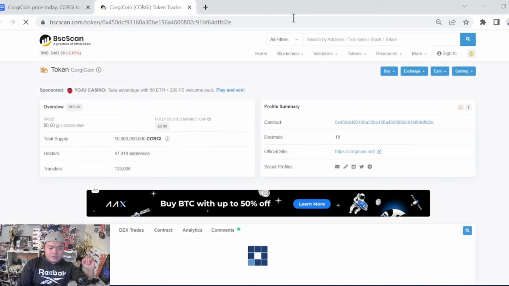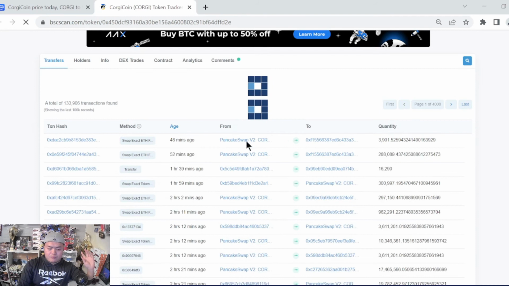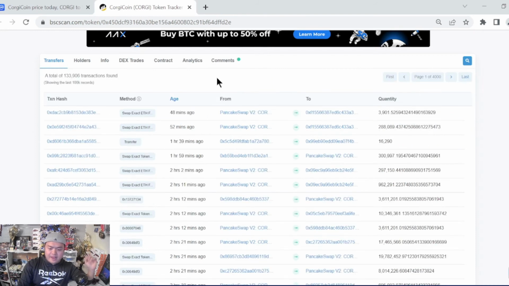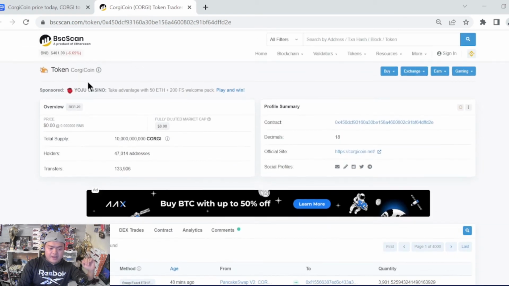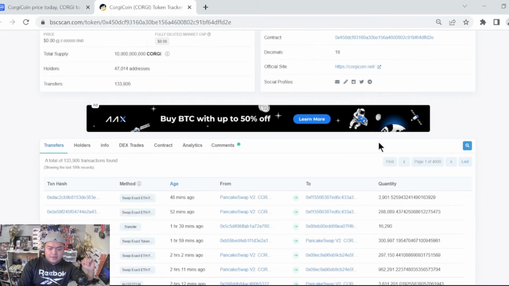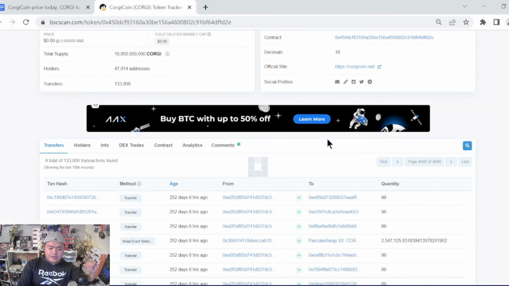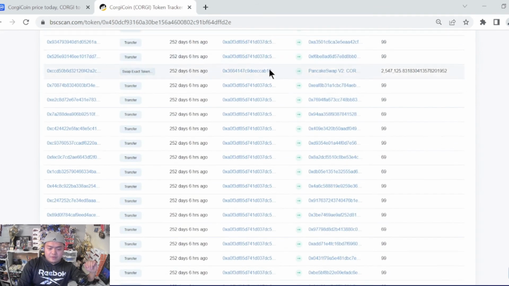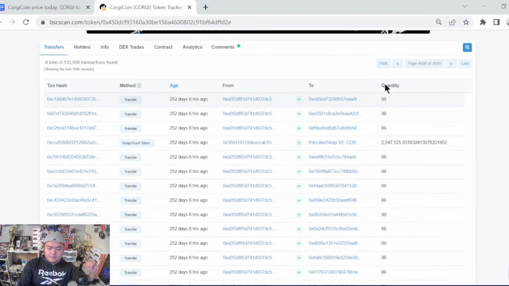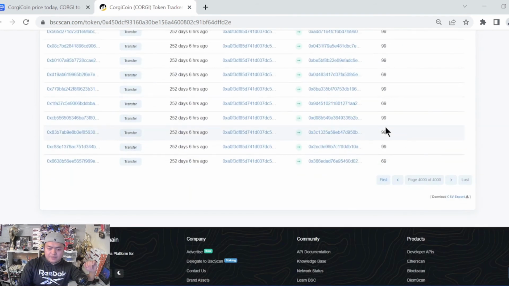So instead of tracking based off of just Pancake, I'm going to go back down here. We're back onto the Corgi smart contract detail on the Binance Smart Chain Explorer. I'm going to click last again, right? This time we're seeing something a little bit different. We're seeing a bunch of these quantities of tokens being transferred out.